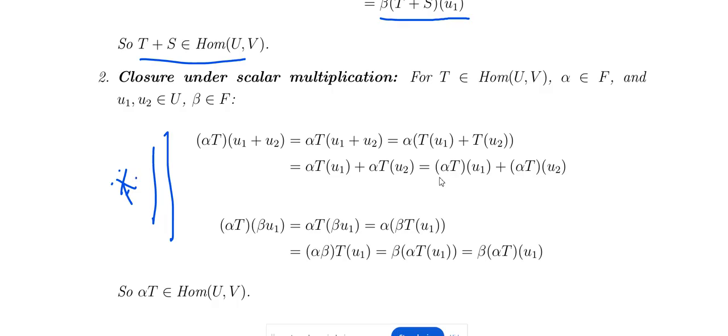So alpha T(u1 + u2) equals alpha times T of u1 plus T of u2, that is alpha T u1 plus alpha T u2. Then alpha T of beta u1 equals alpha times beta T u1, which is equal to alpha beta T of u1. So beta times alpha times T of u1, that is beta times alpha T u1. So this is the scalar multiplication.